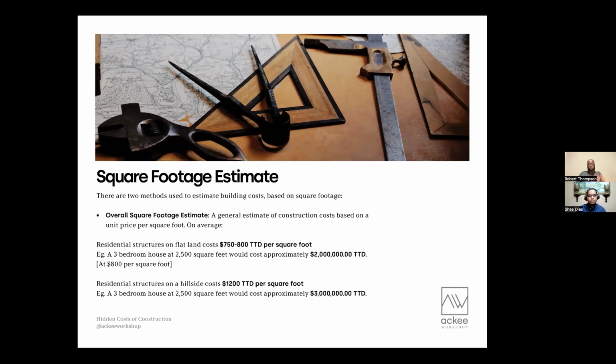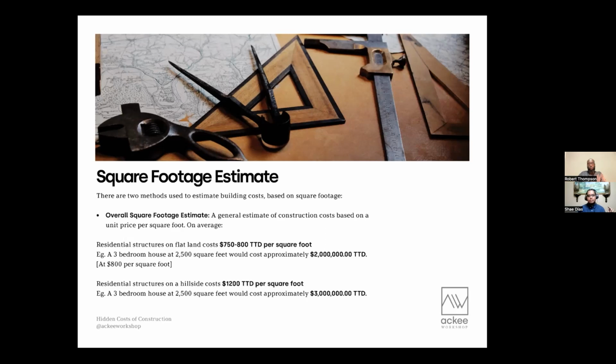So for example, the building we'll be using today is a single family residence that is 2,500 square feet. And the usual rate for a residential structure on flat land is between 750 to 800 TT dollars per square foot. So for the example that we're going to use, the 3-bedroom residential house at 2,500 square feet, we would estimate that it would come up to 2 million TT approximately.